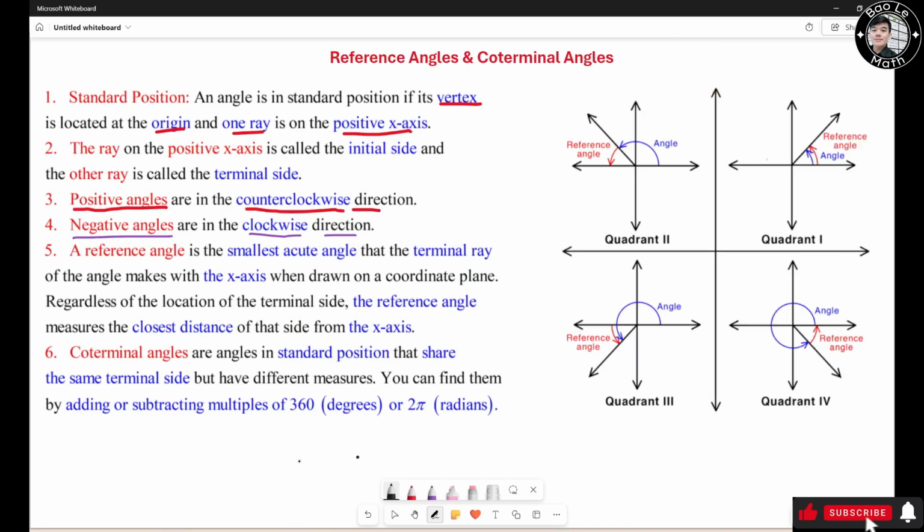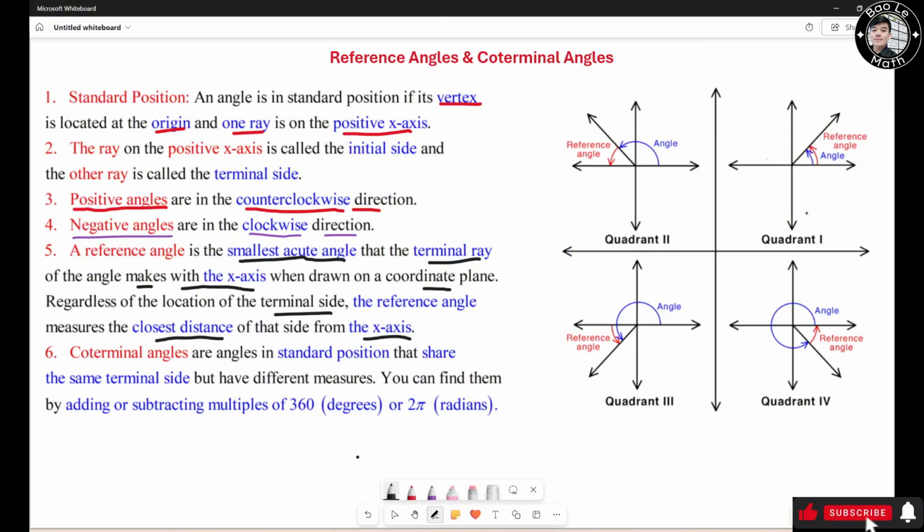Now, next one, we're going to talk about the reference angle. A reference angle is the smallest acute angle that the terminal ray of the angle makes with the x-axis when drawn on the coordinate plane. Regardless of the location of the terminal side, the reference angle measures the closest distance of that side from the x-axis. Alright, so let's take a look at the diagram on the right hand side.